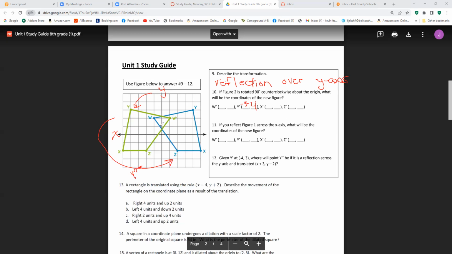All right, w, which is over here at 1, 2, is going to be at 2, 1, it would end up in quadrant 2. So we would go left 2, up 1. So left 2, up 1, we're going to be at -2, 1.